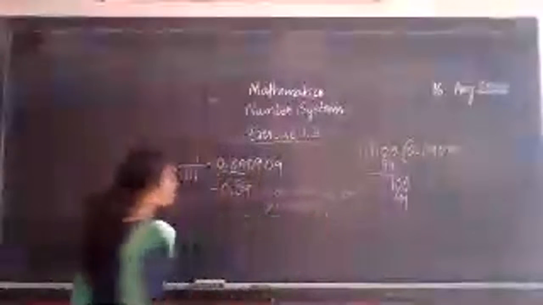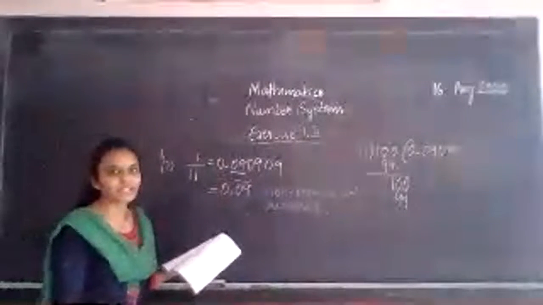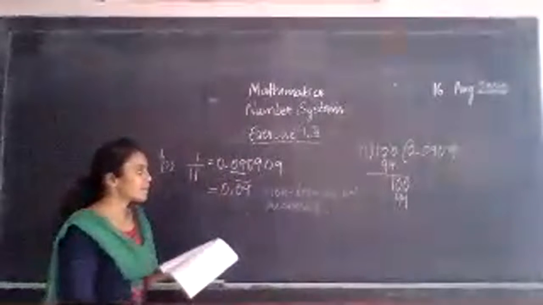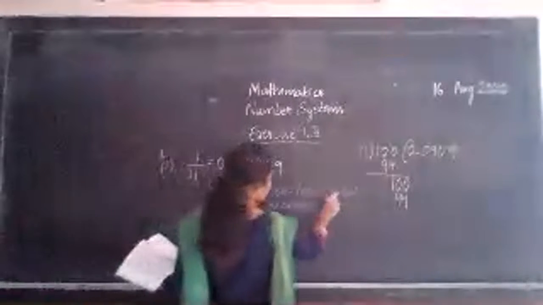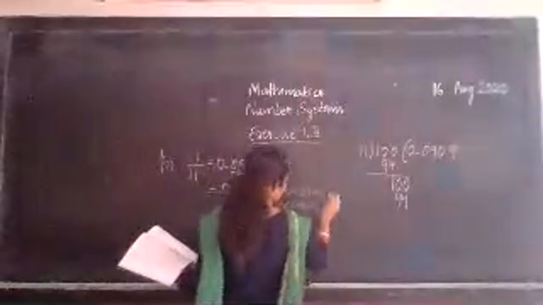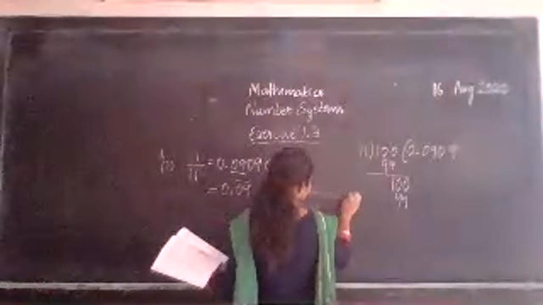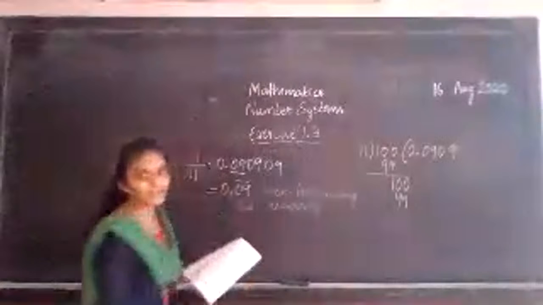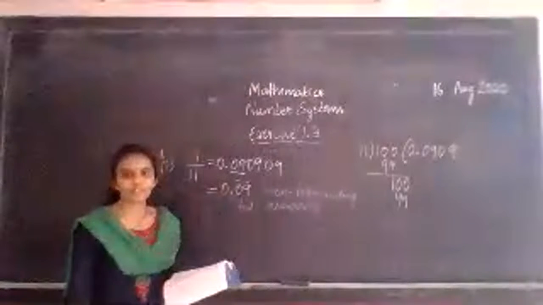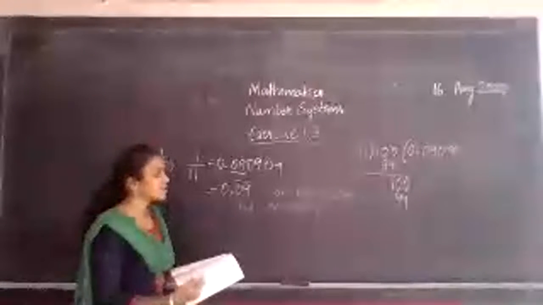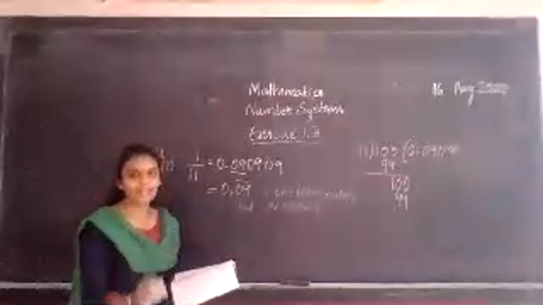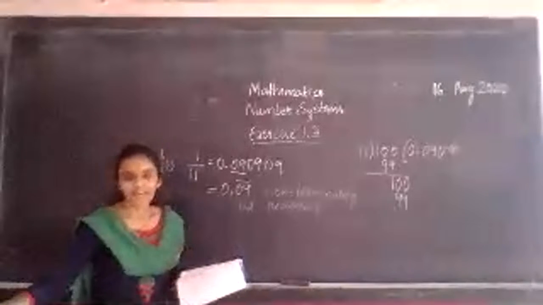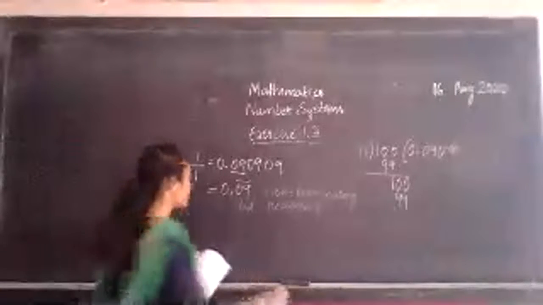Okay, so this particular decimal expansion is non-terminating but recurring. Understood? So the previous problem it was terminating. In this problem it is not terminating but recurring. Now let us solve the next problem also.